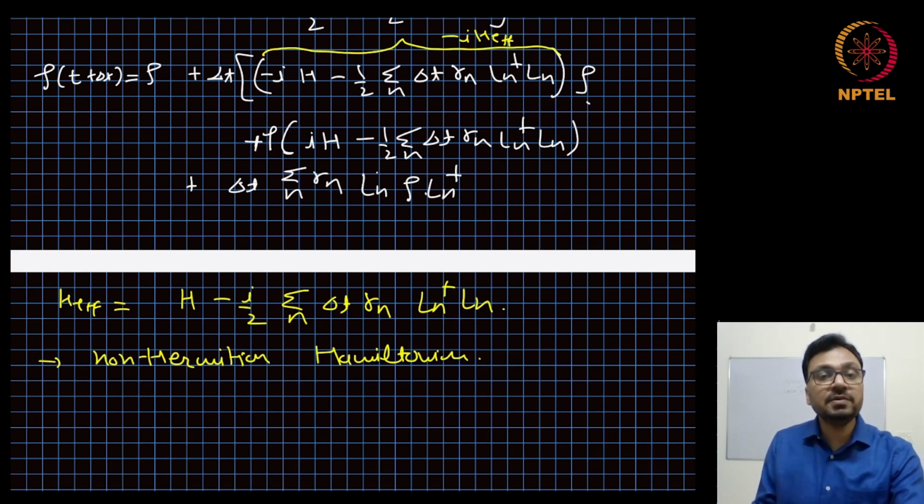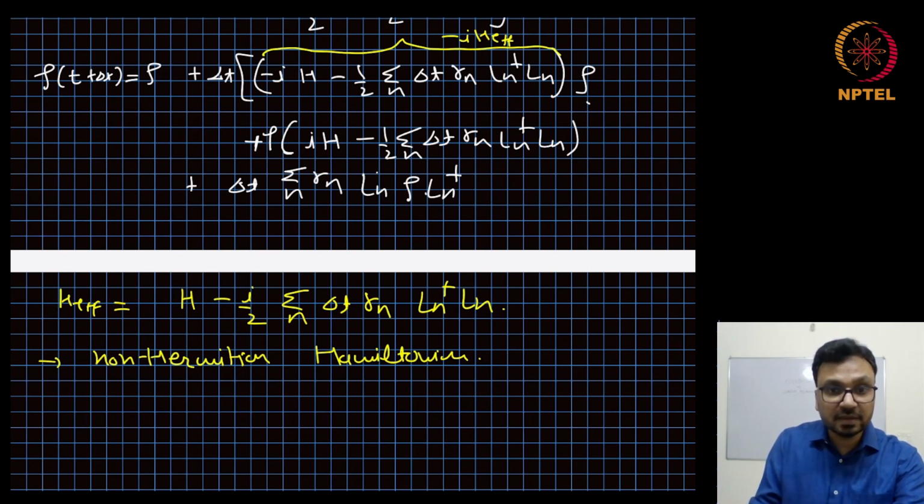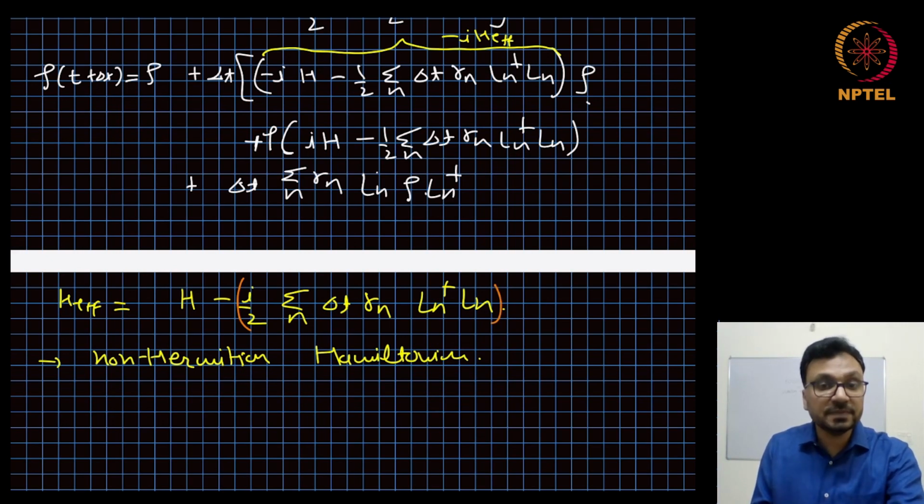This is a non-Hermitian Hamiltonian which characterizes the evolution of an open quantum system, including the dissipation. Here in the Hamiltonian, this part is the imaginary part, but this is the non-Hermitian part, and this is causing the damping or the dissipation in the system. In a similar spirit, we can say that this is a non-Hermitian Hamiltonian which characterizes the dissipative dynamics of an open quantum system.